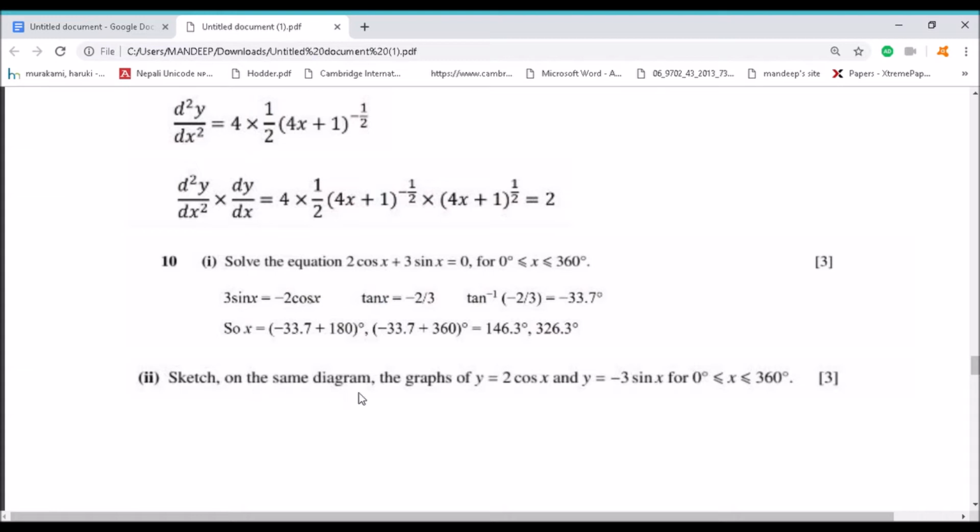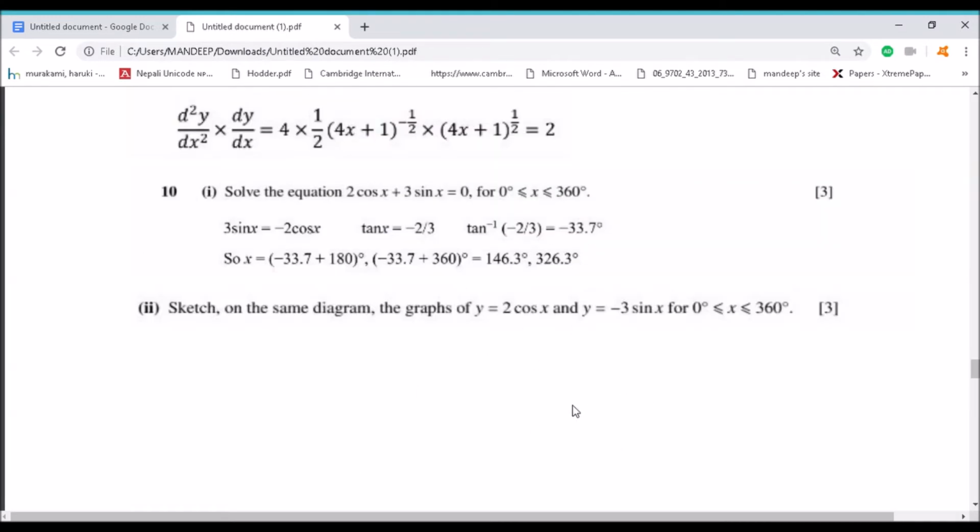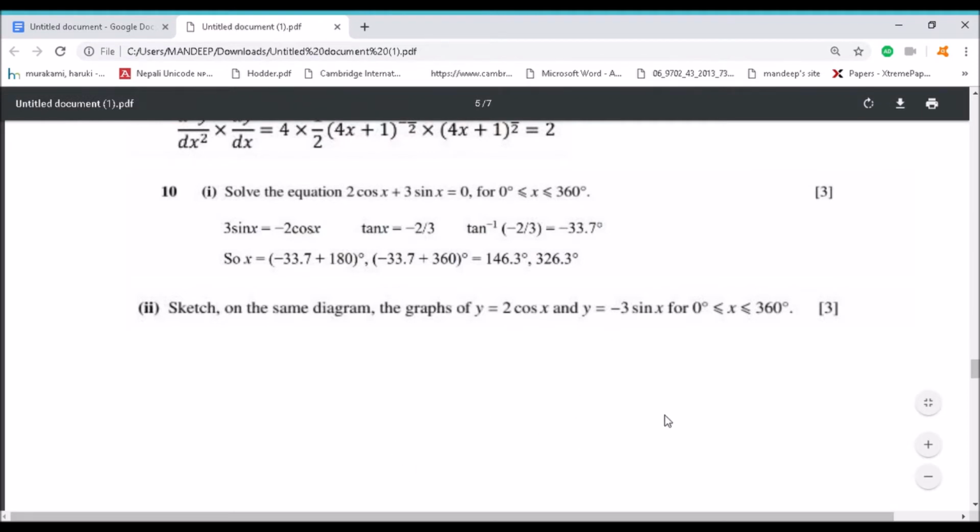Sketch on the same graph the graph of y equals 2 cos x and y equals minus 3 sin x for x greater than 0 but less than 360 degrees. So it's better to make a table on the side of your paper.